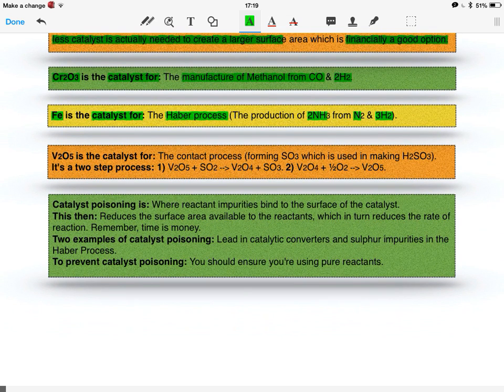Finally, we need to know the catalyst V2O5, and this is the catalyst for the contact process. And this is where we form sulfur trioxide, which can be used to form H2SO3, which is an acid not quite as strong as H2SO4, sulfuric acid. This reaction is a two-step process, and in the first step we have V2O5 plus sulfur dioxide to form V2O4 plus sulfur trioxide. The V2O4 then reacts with half a mole of oxygen to reform itself as V2O5.